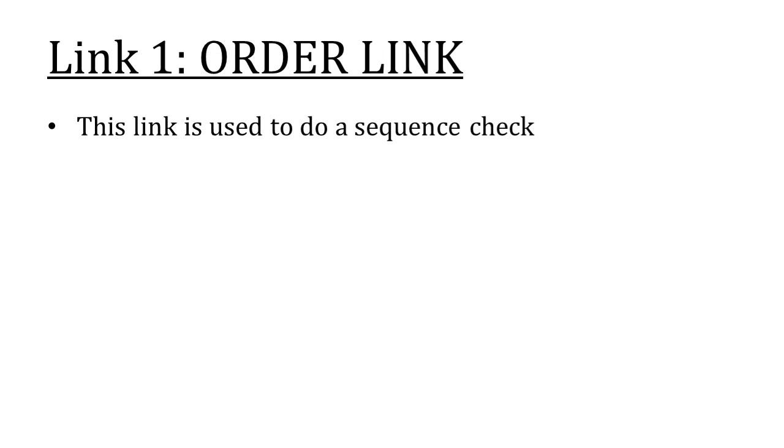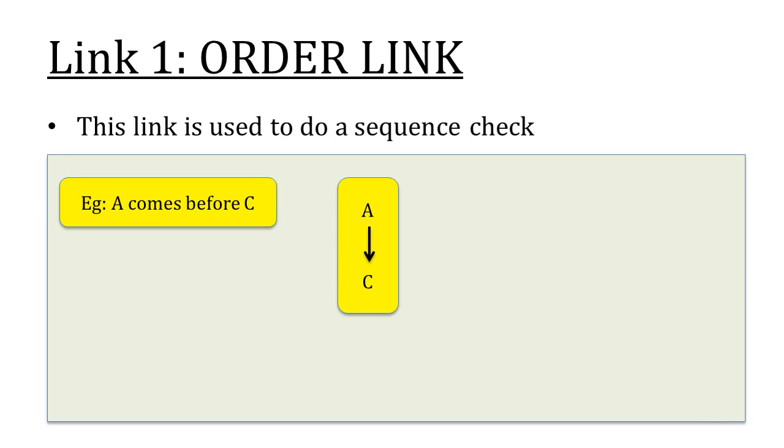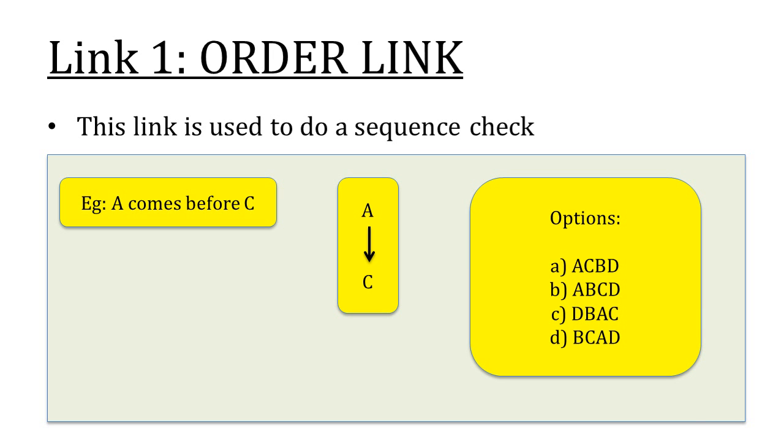Link 1, Order link. This link is used to do a sequence check. For example, A comes before C. Here, the order is very important. So while checking the options, we have to check if A is coming before C.